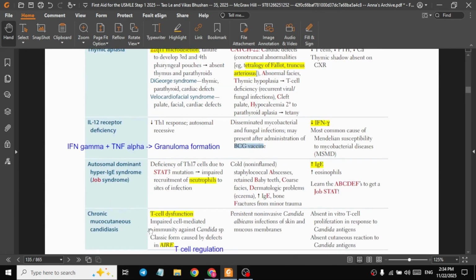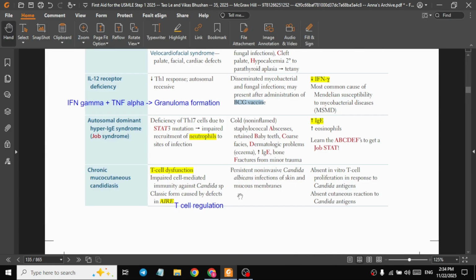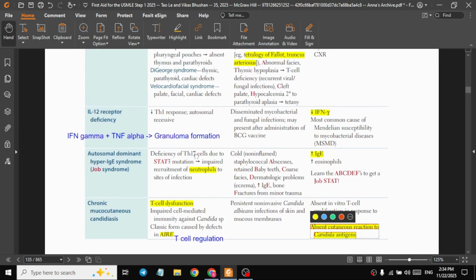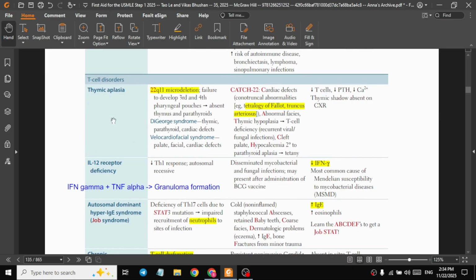Okay. Now, candida is going to be spreading, and you have infections of skin. You can have disseminated candida infections. It's only for candida. Okay. So absent cutaneous reactions to candida as well, right? So you're not going to mount any response because your T cells are not working. All right. Now comes, let's do thymic aplasia, DiGeorge, and then we'll go into Job.